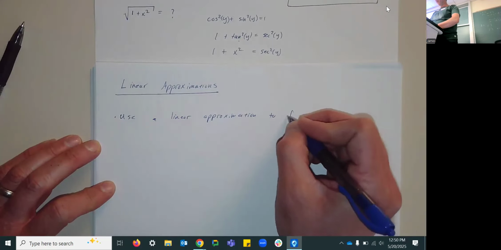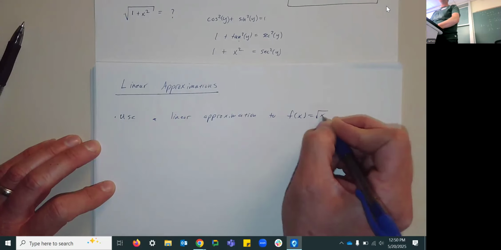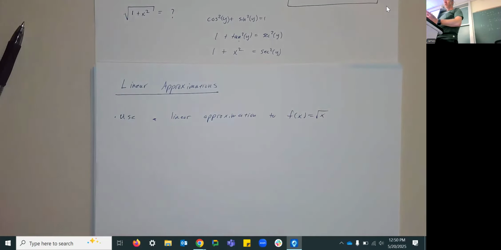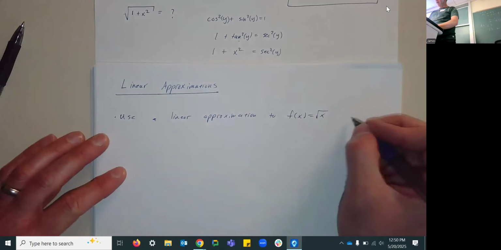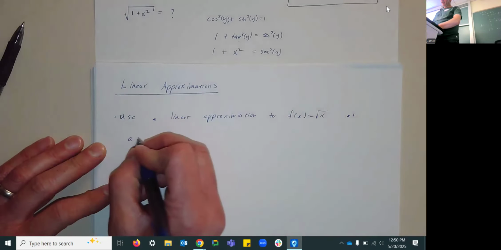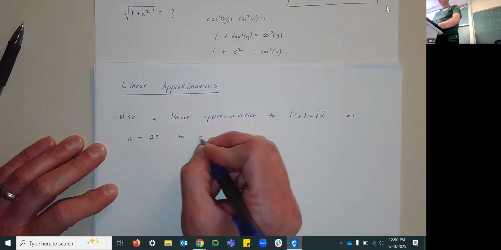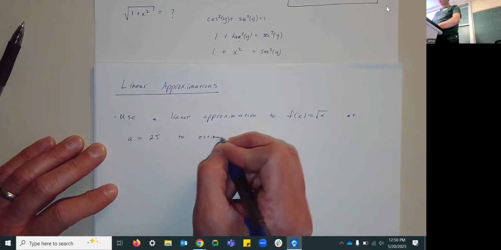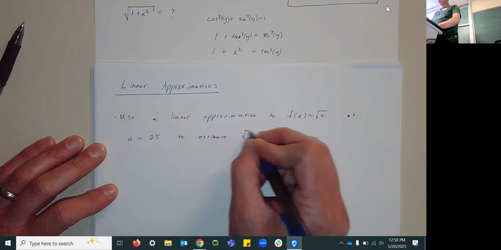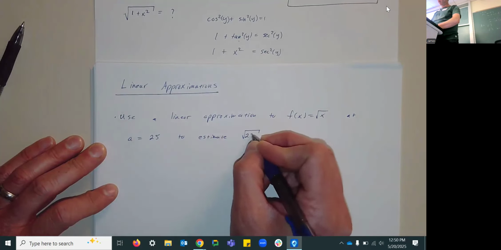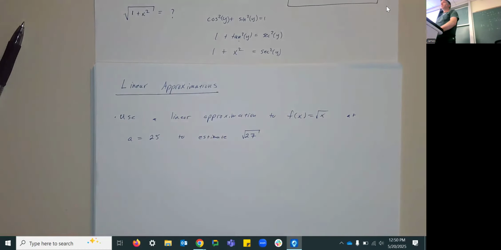to the function f of x equal to the square root of x, which is definitely not a linear function, right? It's not a straight line. That function is curved at a equal to 25 to help us estimate the square root of 27. And I'll point out, the square root of 27 is not something that I know right off the top of my head. I'm pretty sure, though, it's a little bit bigger than 5. Because I know the square root of 25 is 5, and the square root of 27 should be bigger than that.